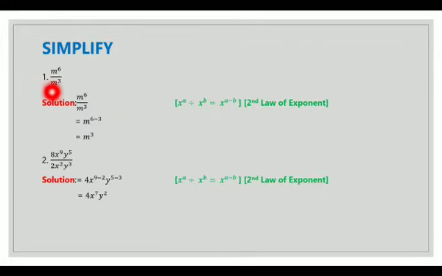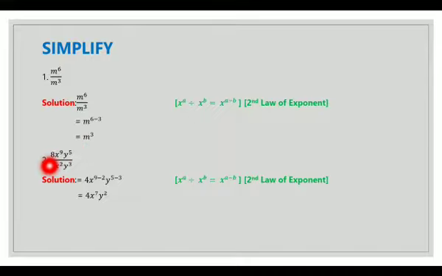Simplify m raised to 6 upon m cube. So how do we solve m raised to 6 upon m cube? Now again in division, we are going to subtract the powers of the exponent by using the second law of exponent, as it says x raised to a divided by x raised to b equals to x raised to a minus b. So m raised to, we are going to subtract the powers of the exponent. So 6 minus 3, which comes to be 3. So the answer comes to be m cube.